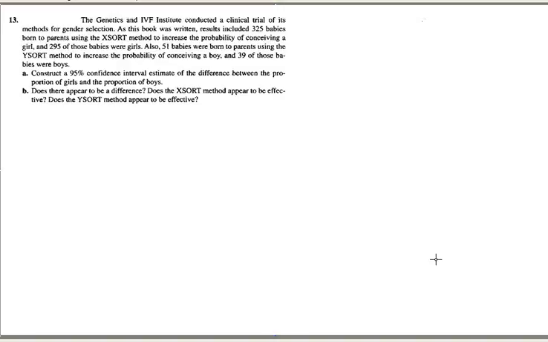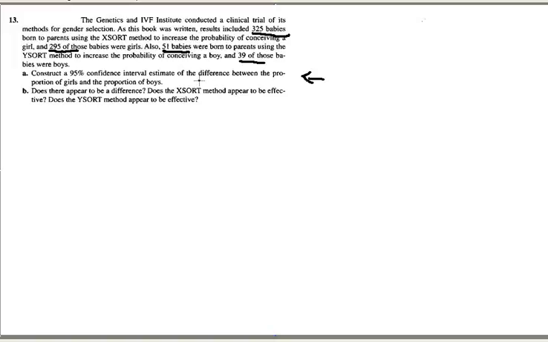In this example, there's a clinical trial using the XSort method. They took 325 babies, and of those they used this XSort method, 295 were girls. Similarly, they used the Y-sort method where they had 51 babies and 39 of them were boys. And we're asked in part A to construct a 95% confidence interval for the difference.